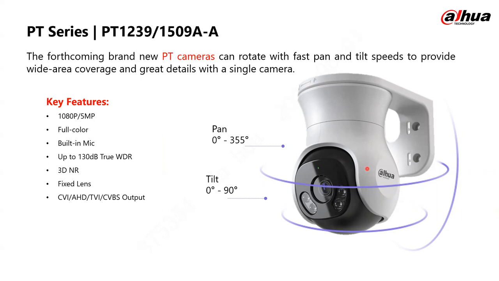So we're introducing a different camera product, and this is the pan and tilt, the PT series within the light series again. This is a new product, which is included as part of the other HDCVI products. So we have the PT1239 and PT1501A, with a hyphen A at the end again.